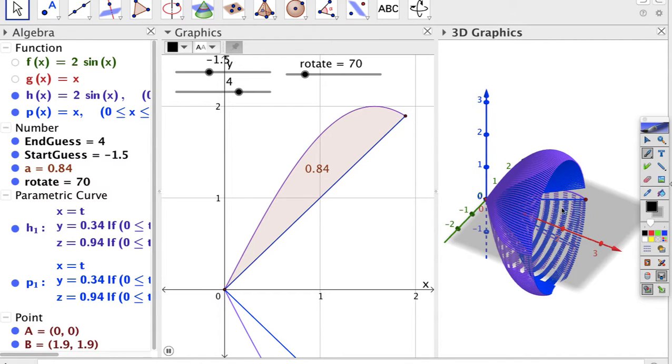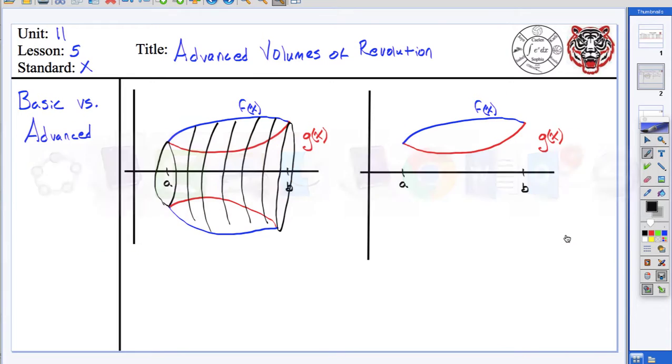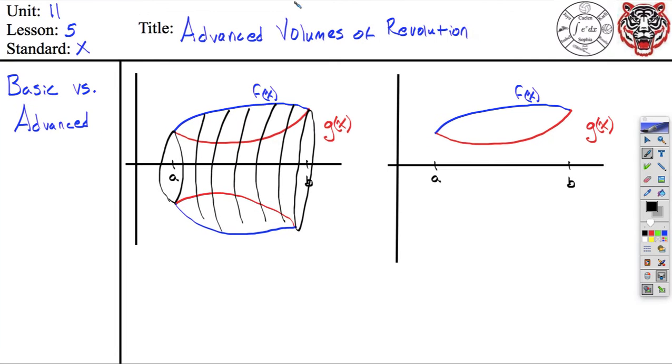Perfect. So that's our visual of what's happening. It's sweeping around the x-axis and creating this cool volume. All right, so we have this volume. That was our basic problem, our basic volume. Let's do the advanced volume. The advanced volume just means instead of rotating around the x-axis, I'm going to rotate around something else.